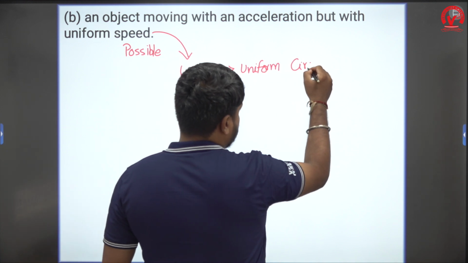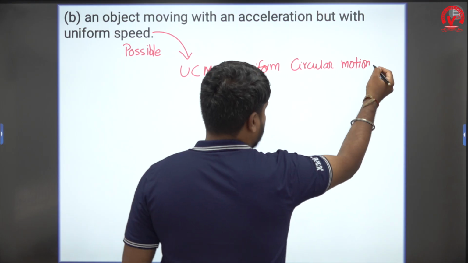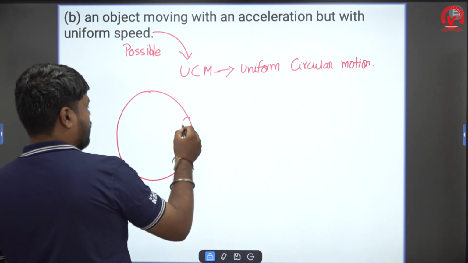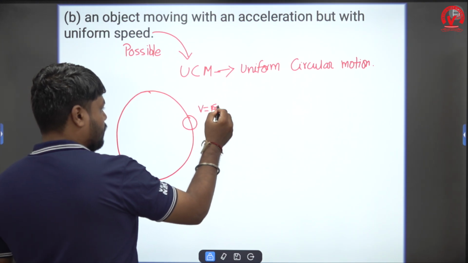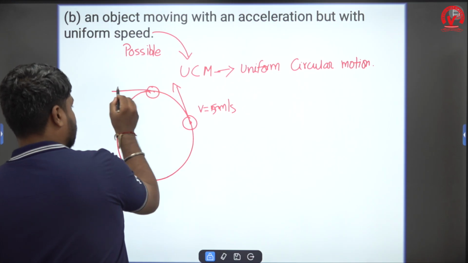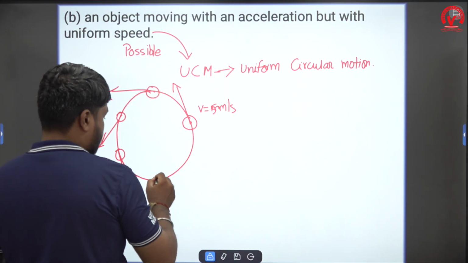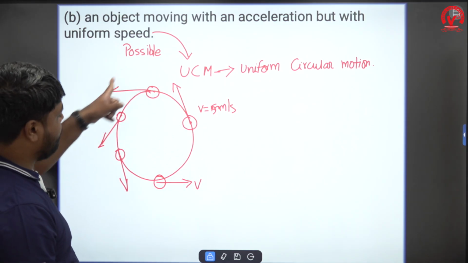What is uniform circular motion? An object moves in a circular path with a constant speed. Consider the speed to be 5 meters per second. But its velocity is changing at every point. The direction of the velocity changes, but the speed remains 5.